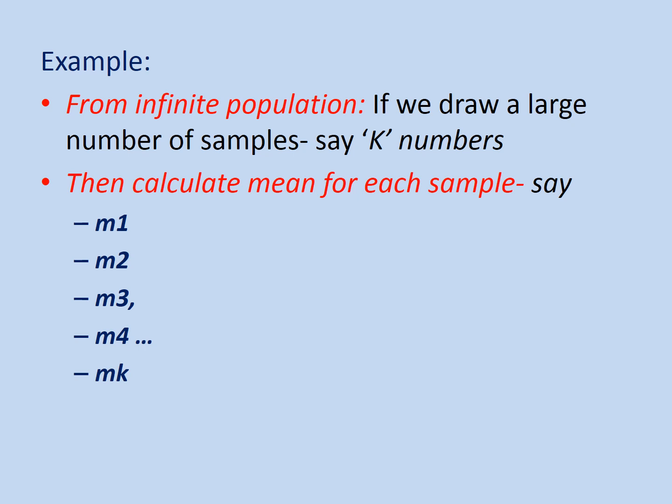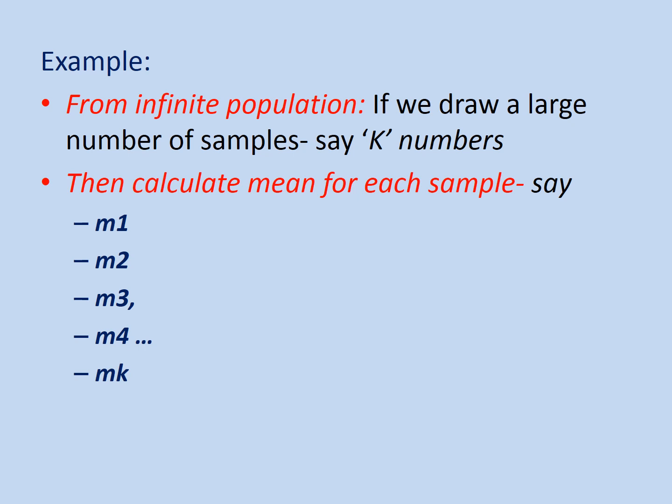So now let's see the application of this standard error of mean in research or in your practical questions. Just see on the screen, the example is, if we draw a large number of samples, say k numbers, meaning you have a large population in millions, and you draw a large number of samples. Suppose you take two samples, that means you have drawn the sample two times. But if you draw k number of samples from that infinite population, each time you can calculate the mean, right?